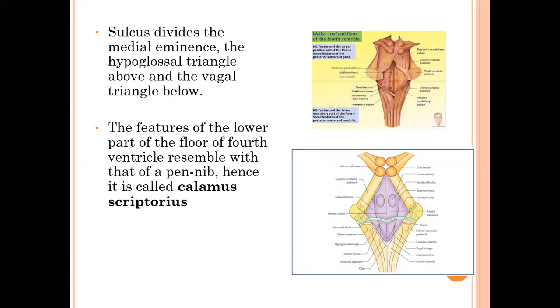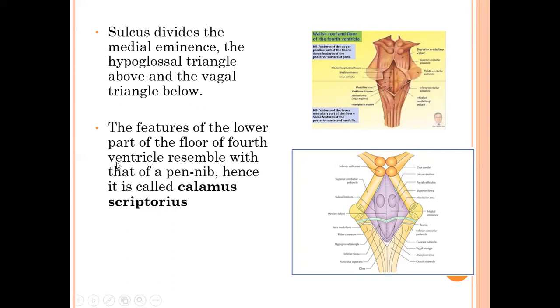With the lower end, the sulcus limitans divides the medial eminence into two triangles, the hypoglossal and the vagal triangle. Above you have the hypoglossal triangle. This hypoglossal triangle contains the hypoglossal nerve nucleus and nucleus intercalatus, whereas the vagal triangle overlies the nucleus of the vagus, glossopharyngeal and accessory nerves.